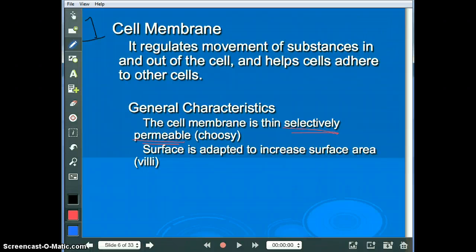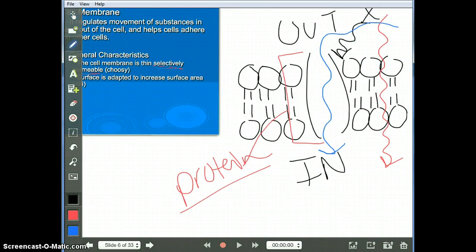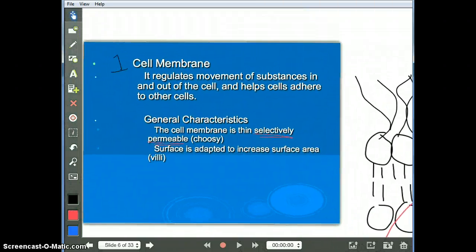Okay. Sometimes the cell even has little hair-like projections that branch off of it. Those little hair-like projections kind of stick off like this, known as villi, which help to stick and land on things, which will increase the surface area. So that's going back to this guy here. This villi is going to help increase that surface area.